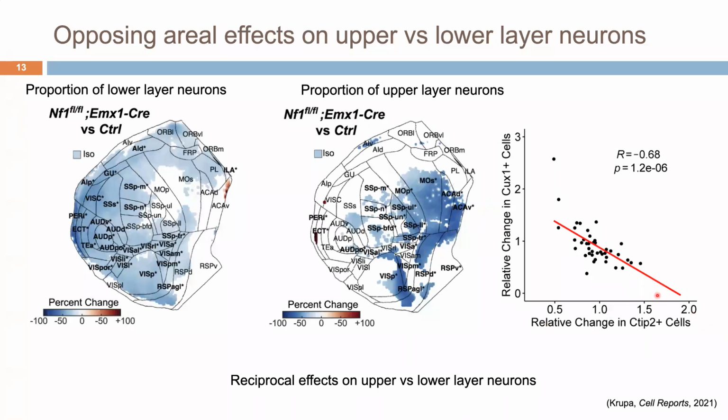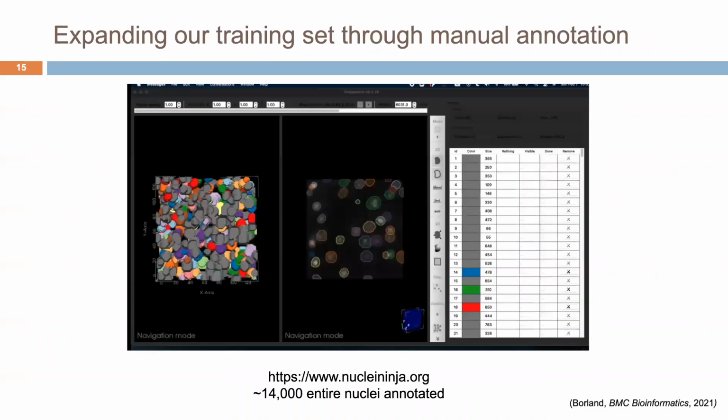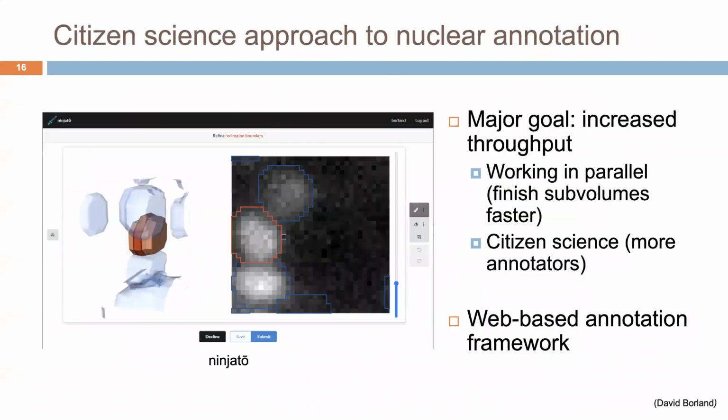We thought that these findings were quite interesting given that slice immunohistochemistry at different regions may give you quite different results. So this emphasizes what we think is the utility of the 3D approach of imaging. Since the publication of our article, we've been expanding into several new research directions. One of them is expanding our training set through manual annotation.